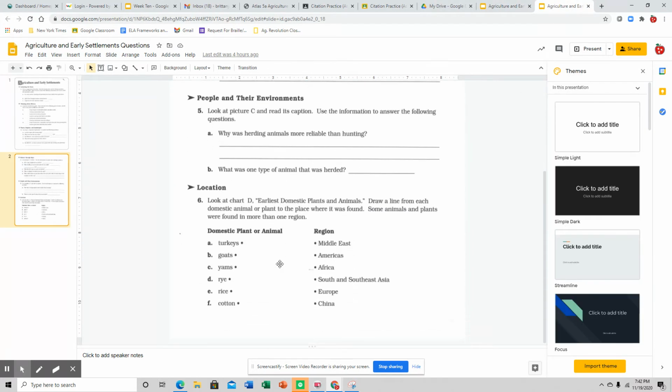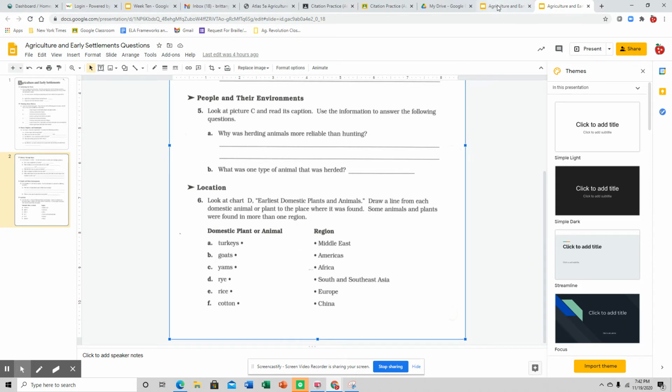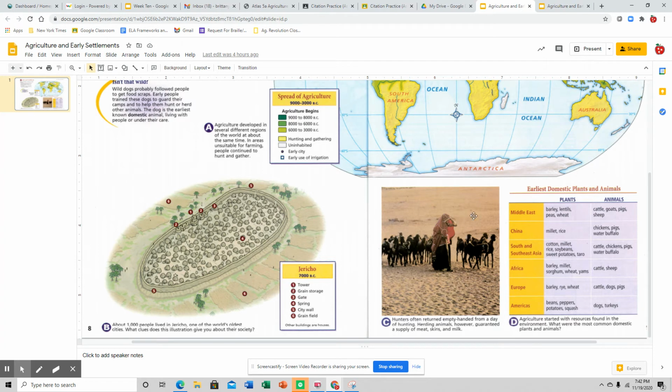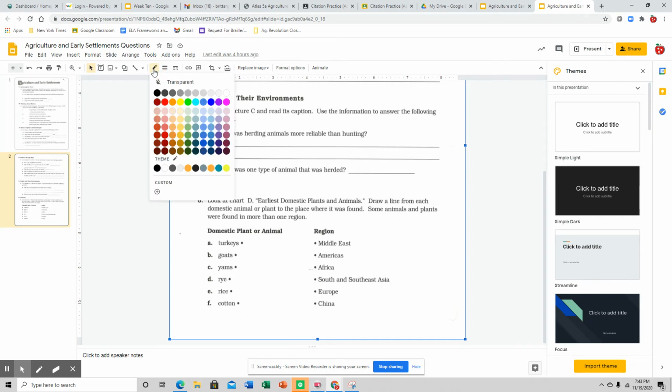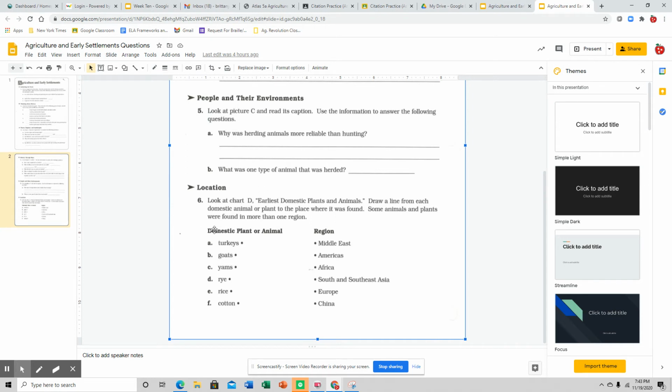And then last, I wanted to remind you that for this little bit right here, it asks you to connect domestic plants or animals to a region based on what you see in chart D. Once again, right here, chart D. And so to do this part, you just need to come right up here to this little pencil, or that's the border. Where's that little pencil one? Oh, no, sorry. You can do this line. I think you guys have a different thing too that you might know about, but you can use the line. It was right there. I went up to my toolbox.